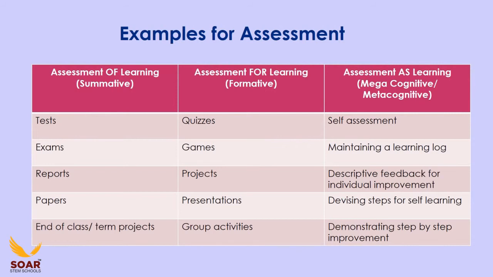On this chart, you will come to know how these three different types of assessments are used by the teacher to assess the learners. If we look at assessment of learning, which is summative, you could give examples of tests, exams, reports, any papers, end of class or term projects. Again, I repeat, at the end, there's a final grade, final mark, final symbol, rubric assigned to the learner, which becomes an evidence of further progression in academics.